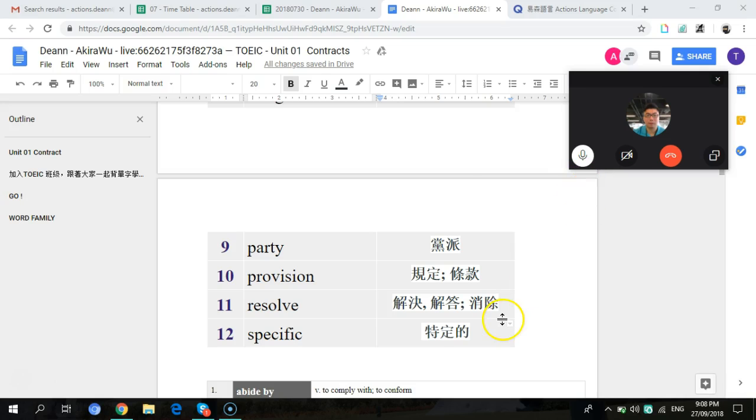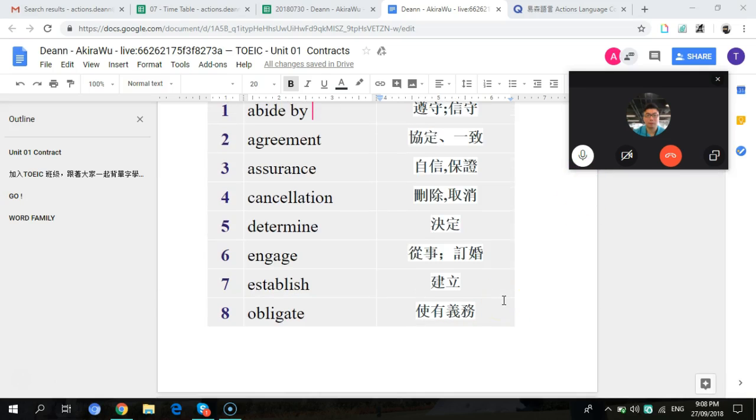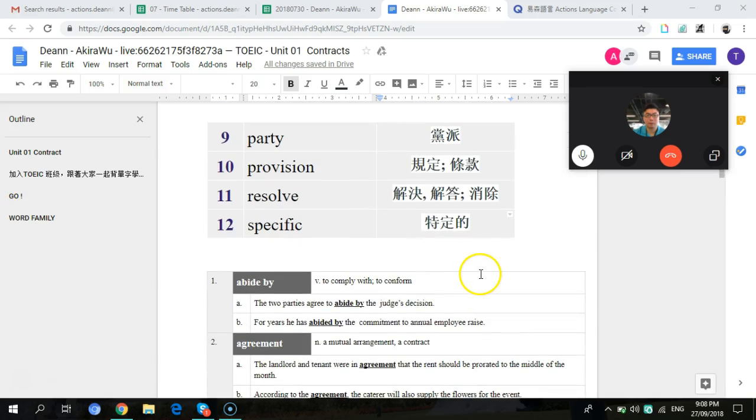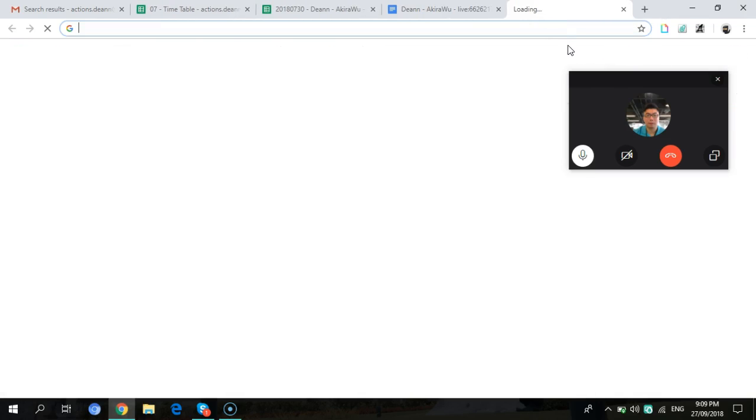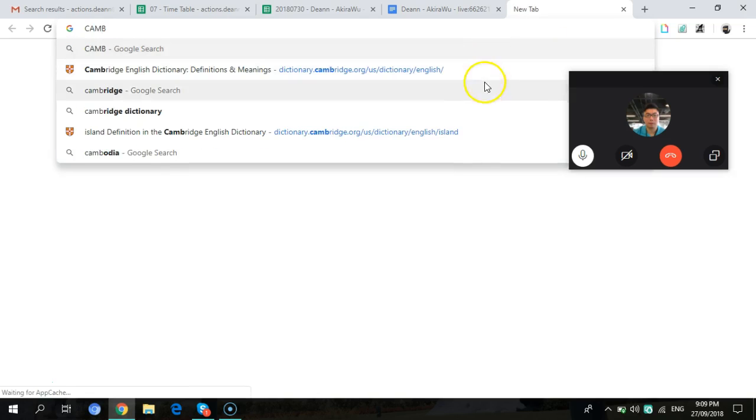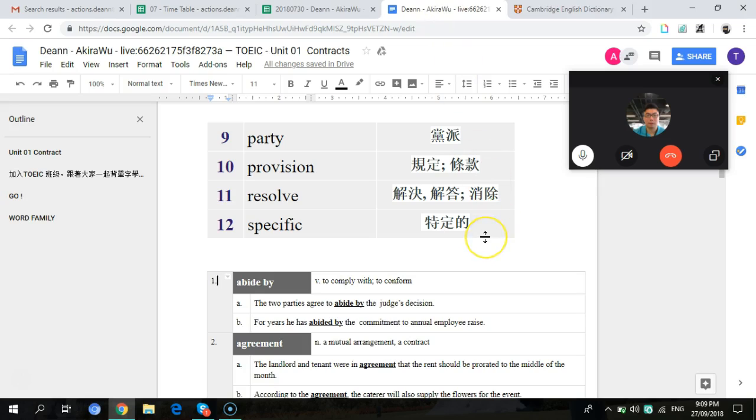Okay, so this time, since we have been presented with these words, let us continue with the meanings of those words and how they are used in the following sentences. Let's have number 1 first. I will let you read each of the numbers below. Can you read A? The two parties agree to abide by the judge's decision.